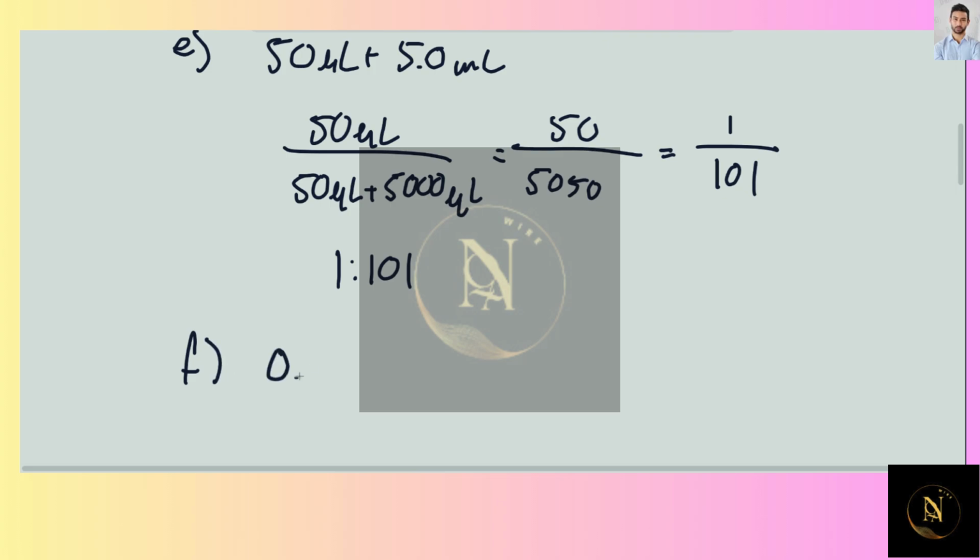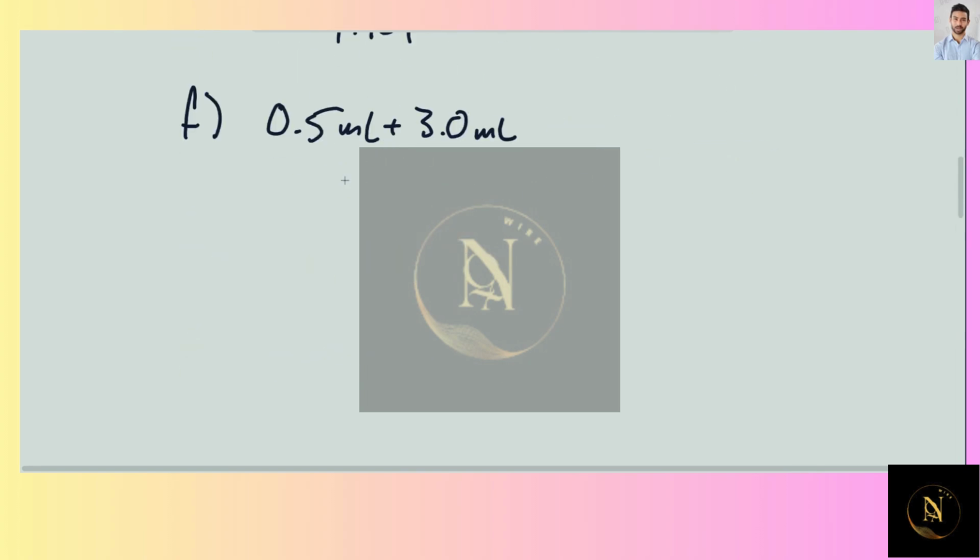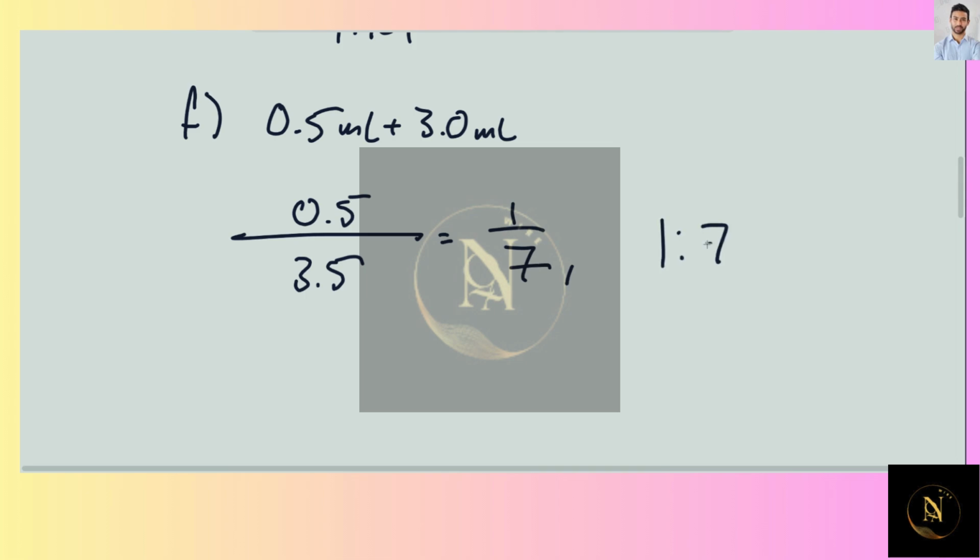Okay, finally we've got 0.5 milliliters plus 3.0 milliliters. Again, we take the initial amount, the 0.5, we divide it by the sum, which is 3.5, and we get 1 over 7. The dilution is 1 to 7.